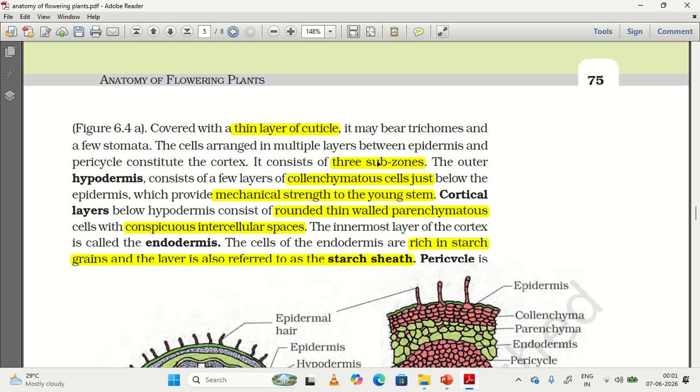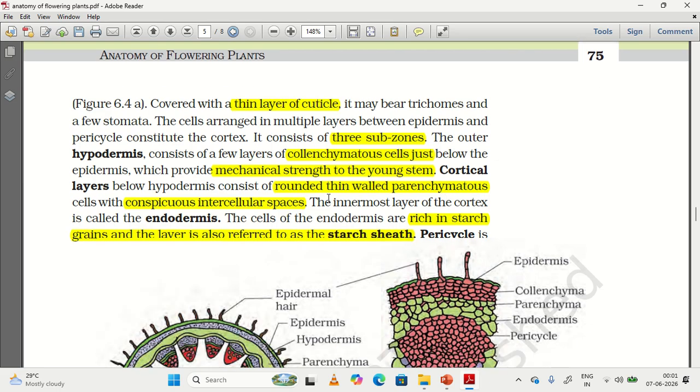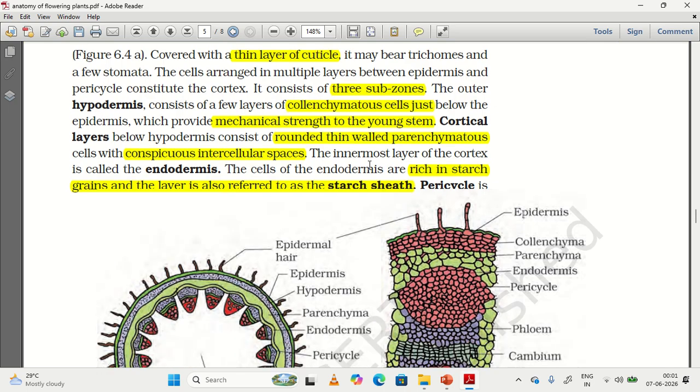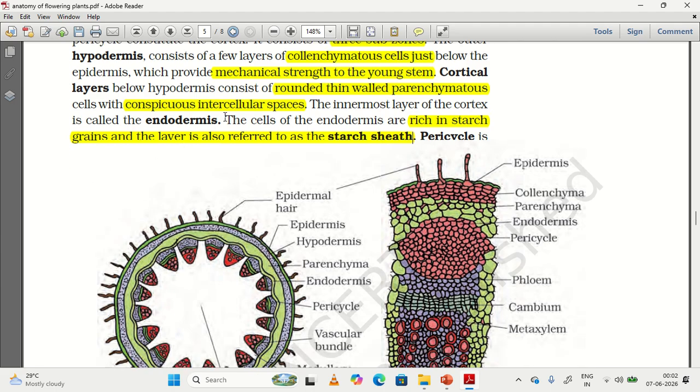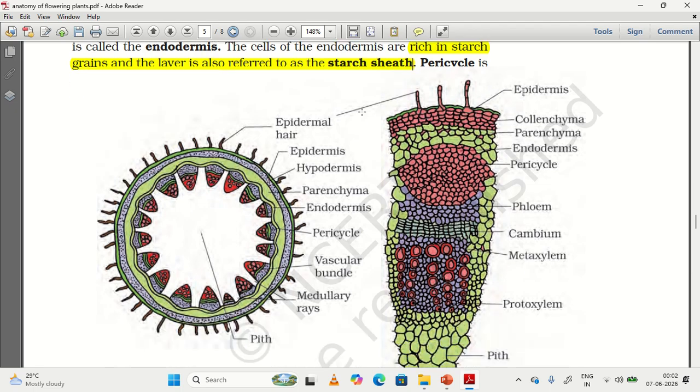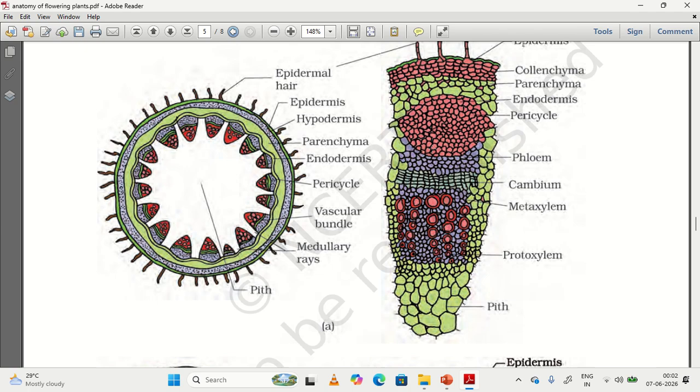So, in the dicot stem, the cortex is divided into three zones. The hypodermis, which is made up of collenchymatous cells, which help in giving mechanical strength to the young stem. Below this, you will have the cortical layer, which is made up of parenchymatous cells with huge intercellular spaces. And the innermost layer, we call it the endodermis, which has starch grains, which are the food material. Hence, we call this innermost endodermal layer the starch sheath.